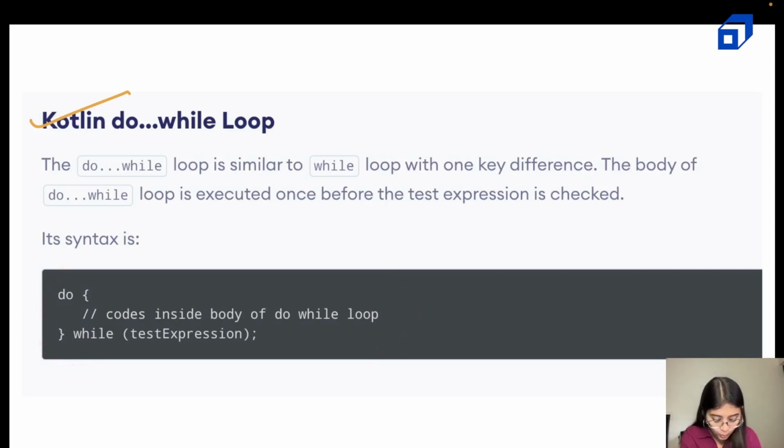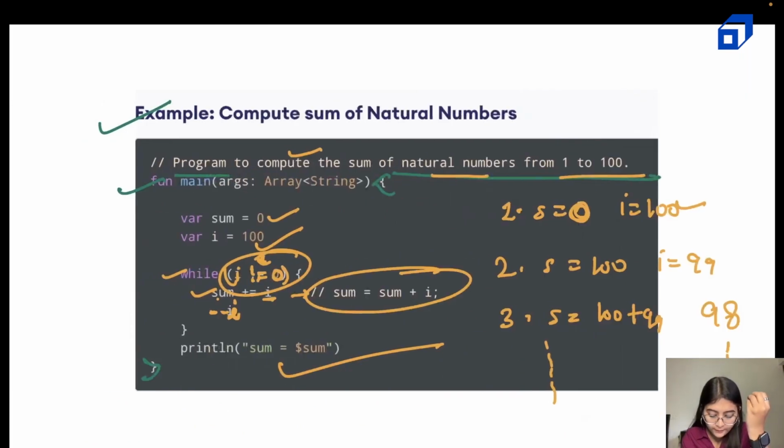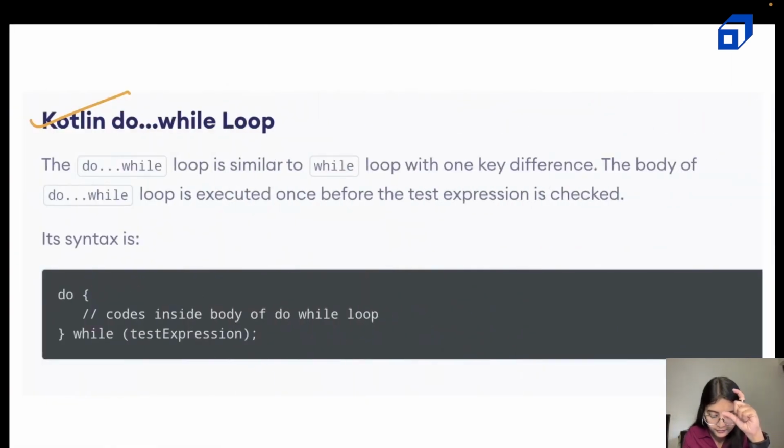So do this piece of action, execute this piece of code, whatever is written inside the body of the do while, while this test expression is true. In the while loop, we were checking the test expression before executing the body, right? Here we will execute the body first and check the test expression, whether it is true or not, later on.